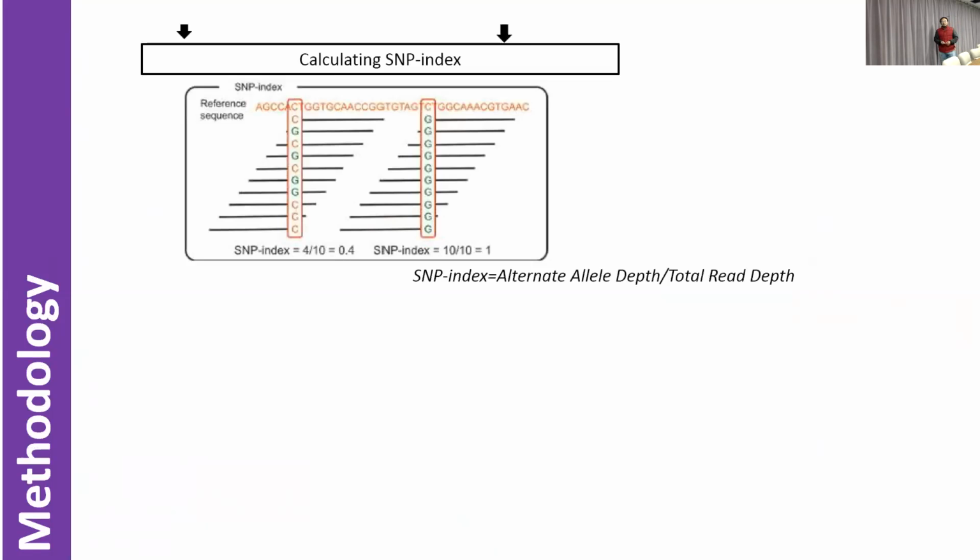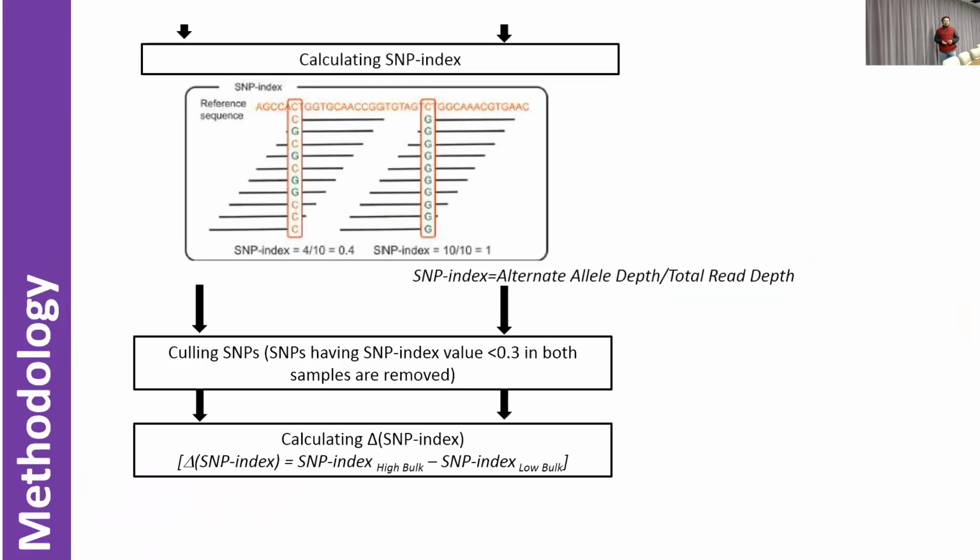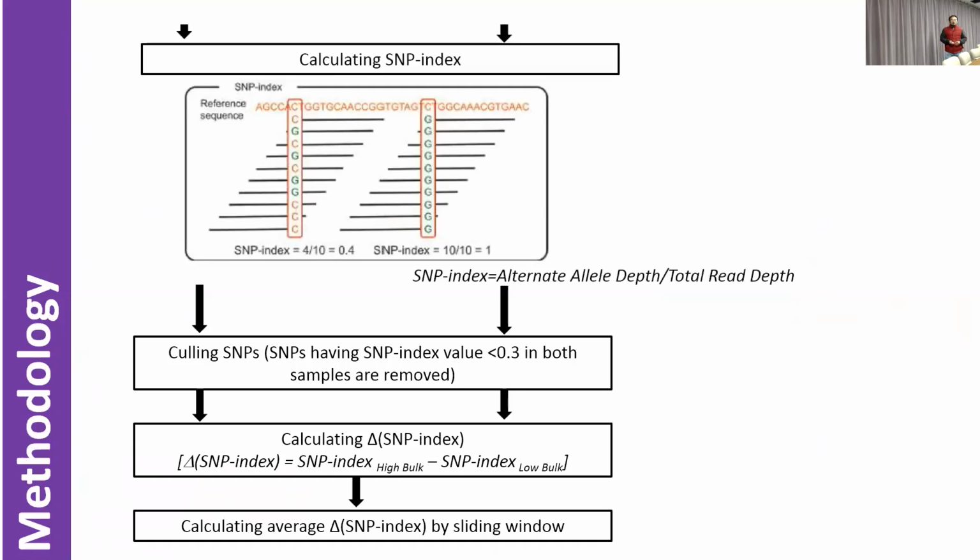So after calculating SNP index, we filtered the false SNPs, the SNPs which have an index of less than 0.3 or a depth of less than 7 times. So whenever we got the SNP index less than 0.3 and read depth less than 7, then we called it false SNPs and we removed it from our data. So after calling the SNPs, we calculated the del SNP index. What del SNP index is, it is the difference of SNP index between high bulk and low bulk. So after calculating the SNP index, we calculated the average del SNP index by sliding window.